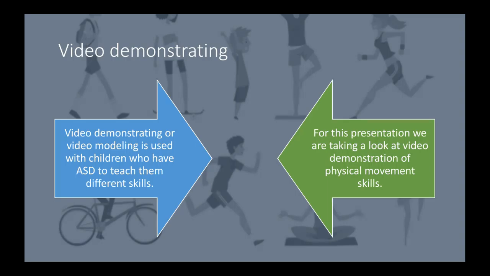Video demonstrating or video modeling is used with children who have ASD to teach them different skills. For instance, how to play team sports like soccer, baseball, tennis, and so forth. It can also teach how to jump rope, do a certain sequence of movements, or how to hula hoop. For this presentation, we are taking a look at video demonstration of physical movement skills and how it can be used in the classroom with students with ASD.